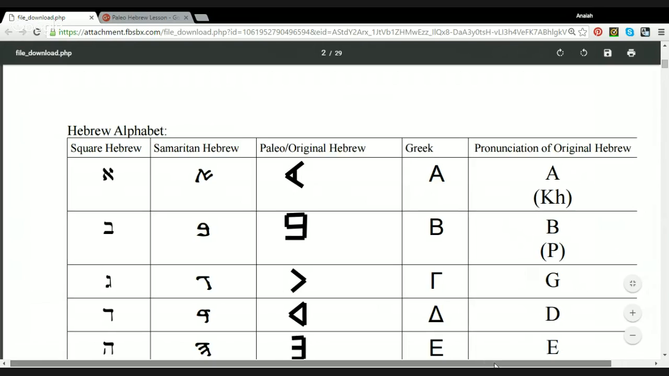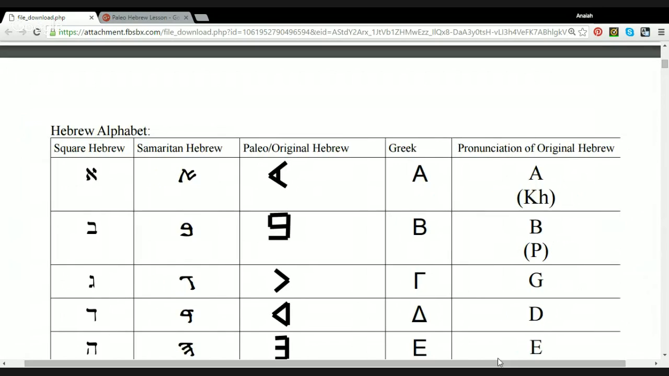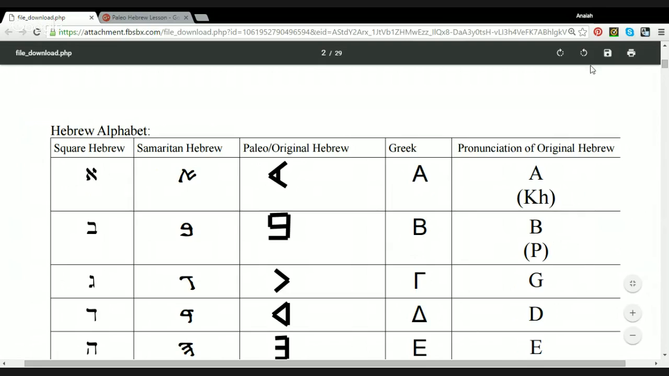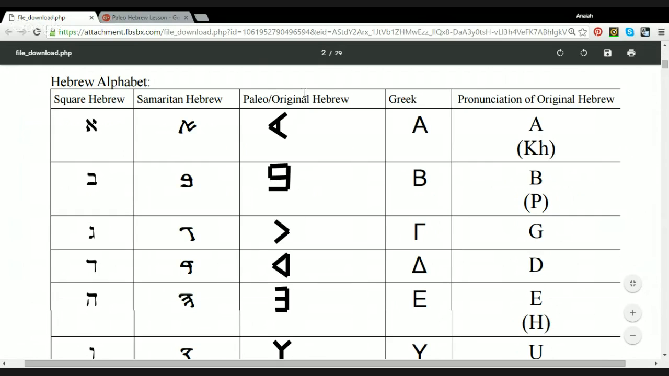I went through the Hebrew alphabet, did lots of study. And so what I have right here is Aleph in the square Hebrew. So you got the square Hebrew column right here, the Samaritan Hebrew column, the Paleo, or the original Hebrew column, the Greek column, and then this is my last column, the pronunciation of the original Hebrew as I believe it to be. As I told you the other day, I drew this. I drew these lines in the document. This is not a font that I found.